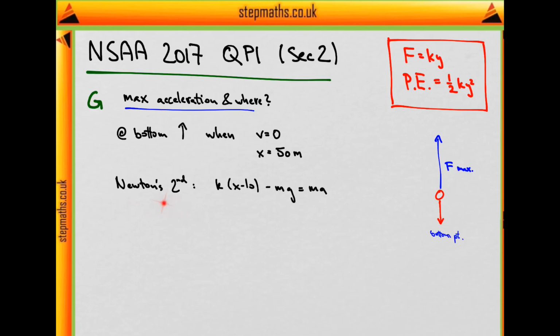Now by Newton's second law, at this point, we have that ma has to equal the difference between these two forces. Now this F, which here is F max, that's the force of the string, that's k times (x minus 10). Now downwards is force of gravity. So when you subtract the two, by Newton's second law, we get mass times acceleration. Now plugging in the numbers for g, m, and x, we get that a equals 15 meters per second squared.